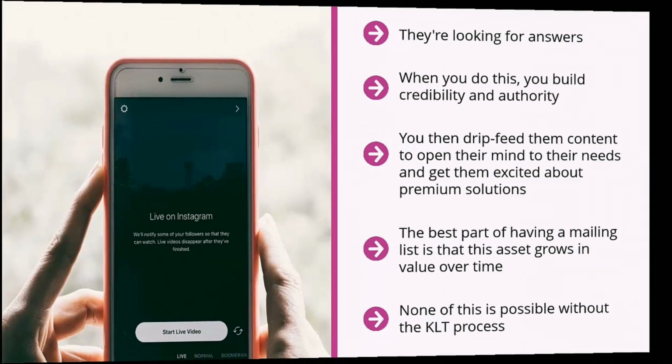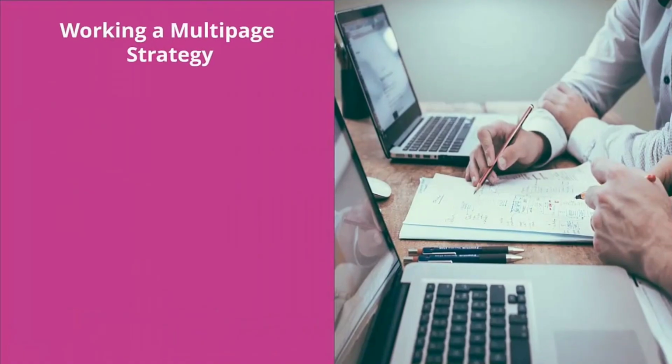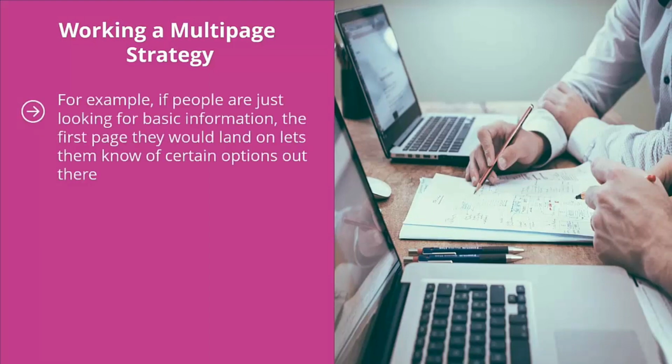You have to walk the visitor to the point where they trust you. Working a multi-page strategy: once you pull traffic from Instagram to a page on your site, you have to have links in that initial content that would take them to a page that would further build their trust. For example, if people are just looking for basic information, the first page they would land on lets them know of certain options out there.